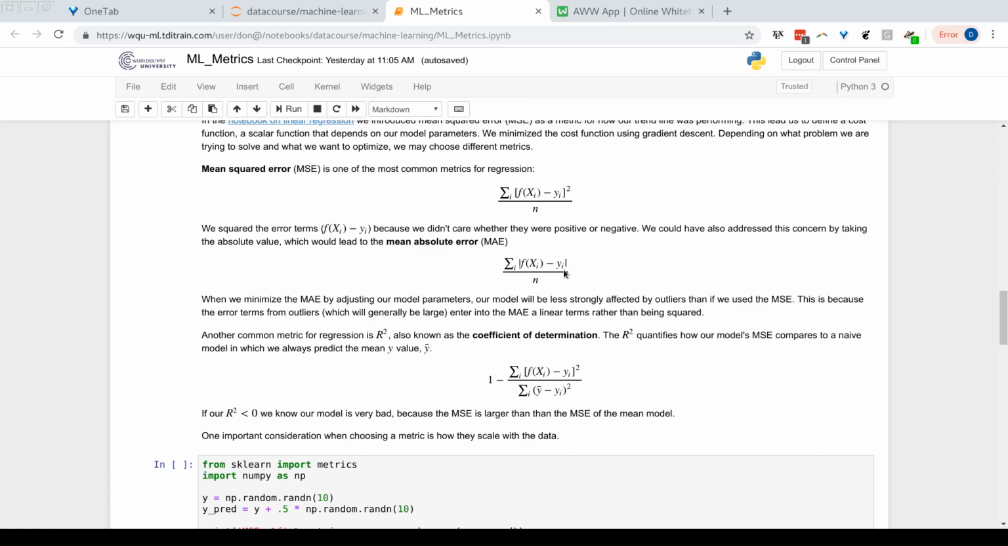Any concerns with using something like the absolute value? Any concerns with the absolute value? Anything funny about the absolute value that might cause some problems?